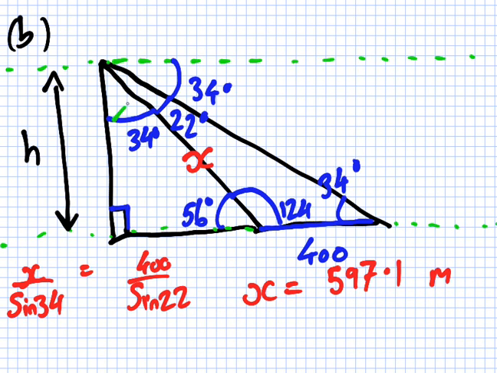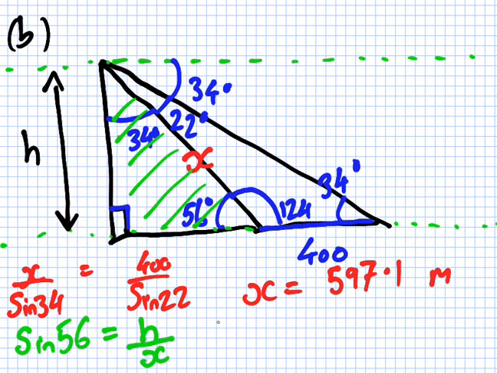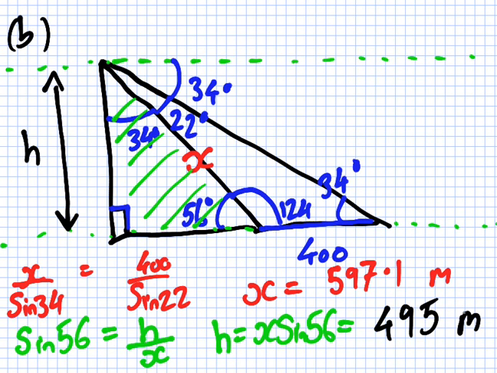Okay, now we'll look at this triangle here. This is a right angle triangle, so we can just say that sine 56 is the opposite over the hypotenuse. So that means h equals x sine 56. So we're done practically. We know what x is. I still have it on my calculator right in front of me. So I just multiply this answer by sine of 56, and I get the height is 495 meters. So that's the B part done.